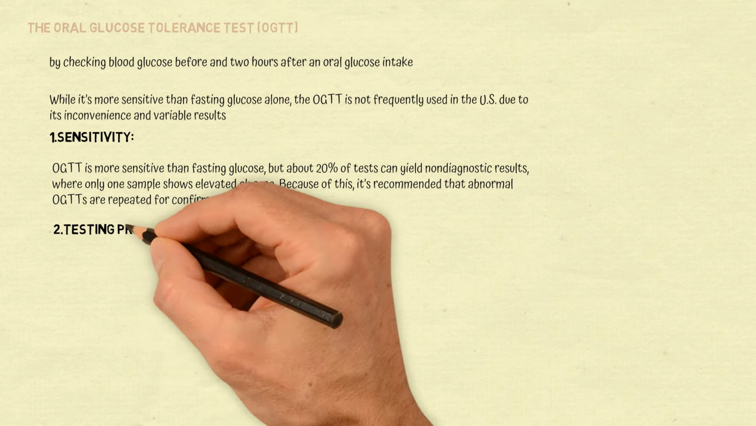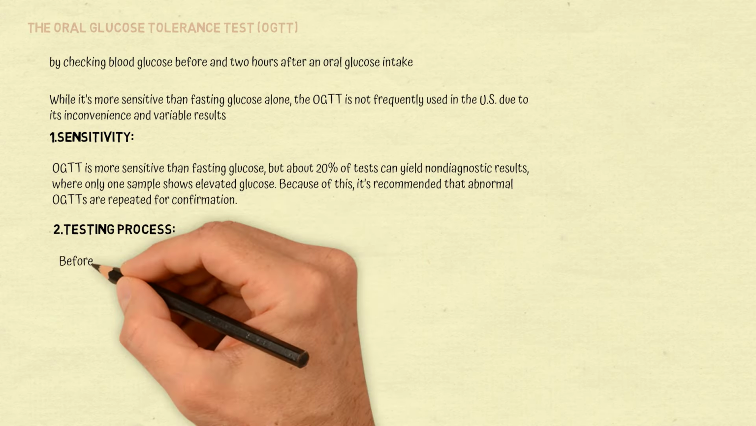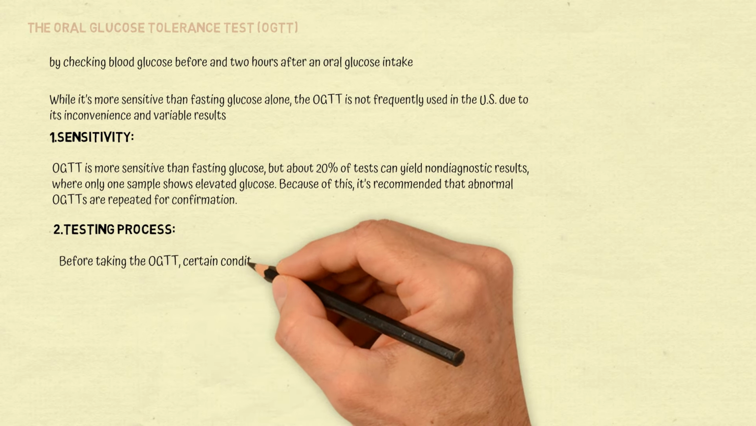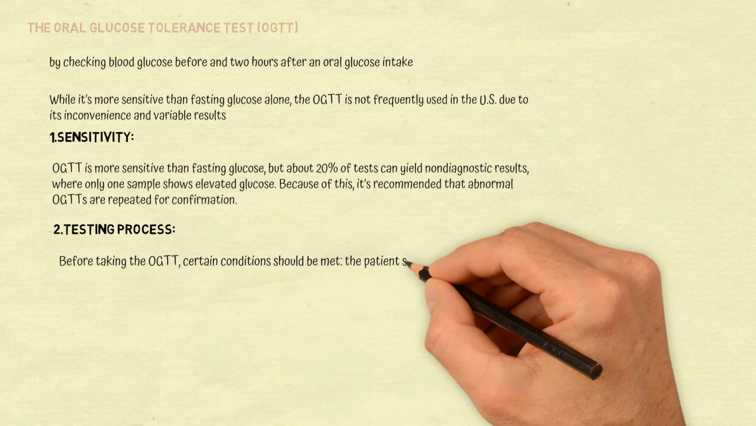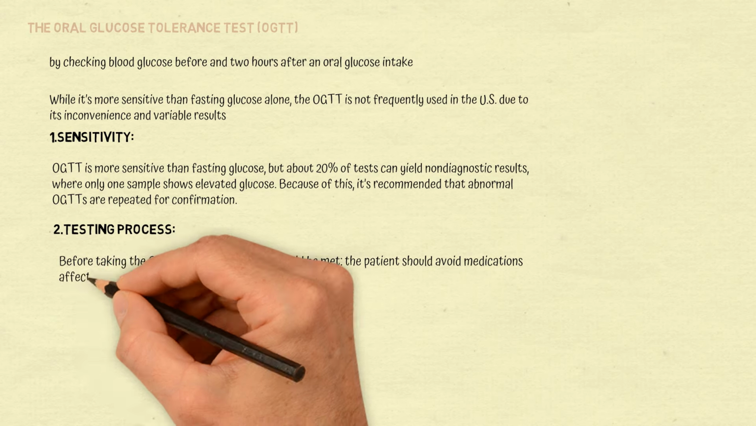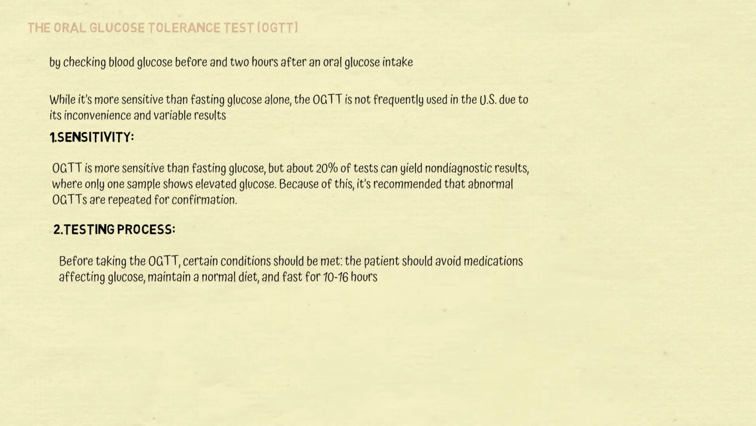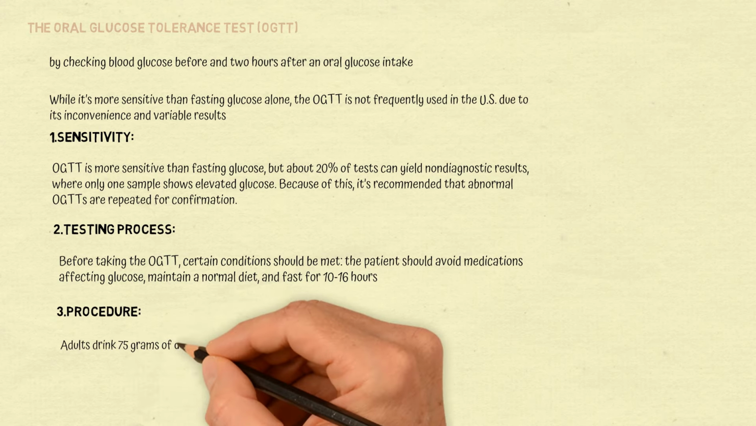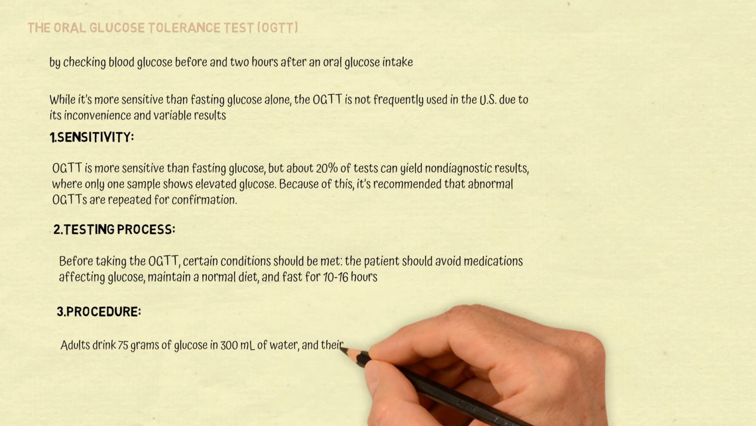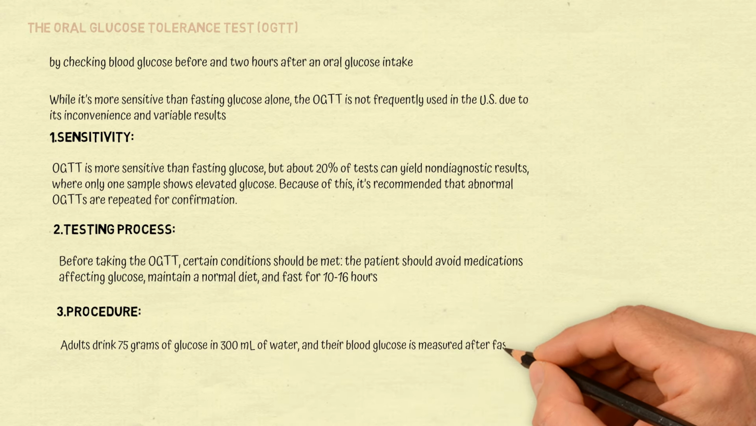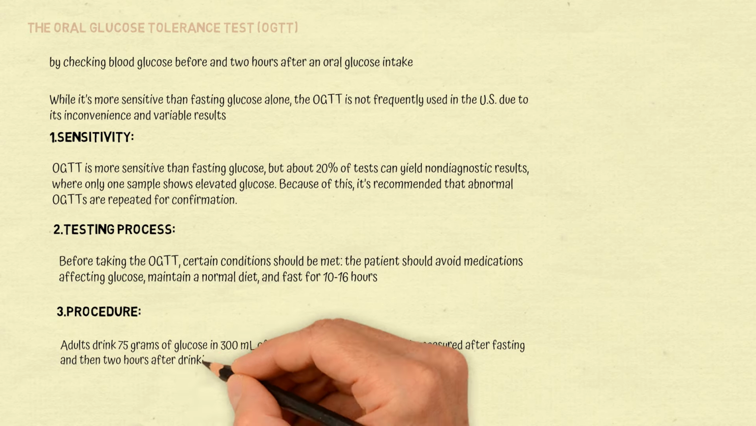2. Testing process. Before taking the OGTT, certain conditions should be met. The patient should avoid medications affecting glucose, maintain a normal diet, and fast for 10 to 16 hours. 3. Procedure. Adults drink 75 grams of glucose in 300 milliliters of water, and their blood glucose is measured after fasting and then 2 hours after drinking the solution.